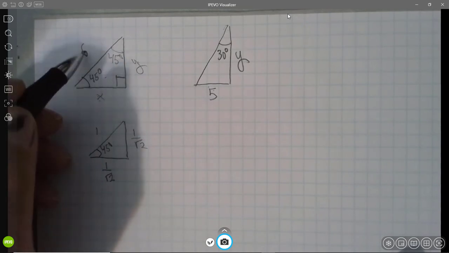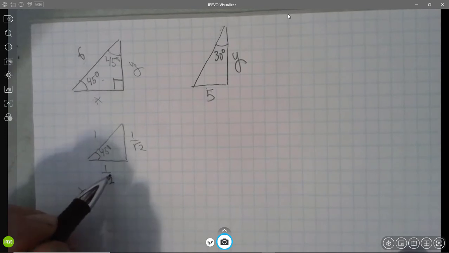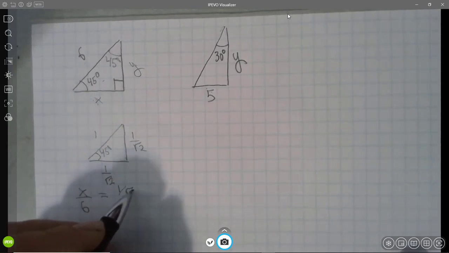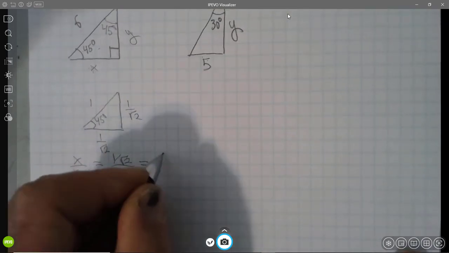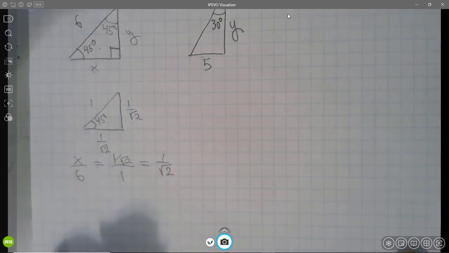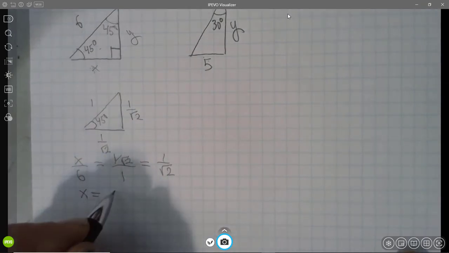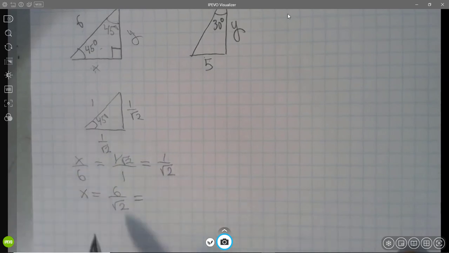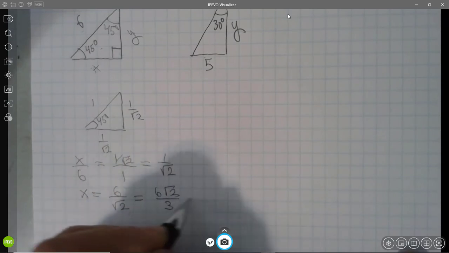This leg is to the hypotenuse as this leg is to its hypotenuse. Now that's 1 over root 2 divided by 1, which of course is just 1 over root 2. Then you multiply each side of the equation by 6. X is 6 over root 2. Some people prefer to multiply top and bottom by root 2, so they say 6 root 2 over 2 or 3 root 2.